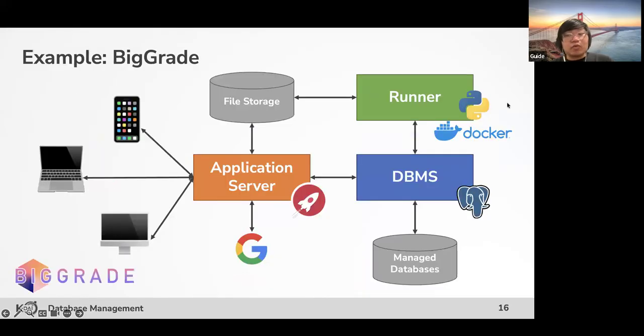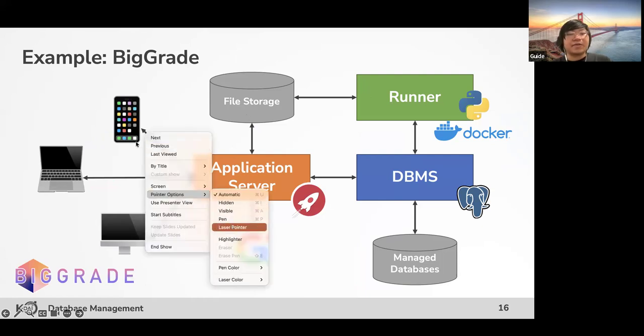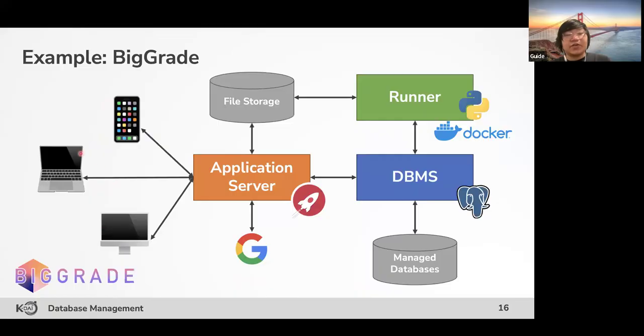So this is an example. This is BigGrade that you use. So this is all the client. Let me put out the laser pointer. So this is a client. This is you that use it, whether on a laptop, on your computer, or on a mobile phone. All of you, when you open up BigGrade, need to interact with the application server, right? Written by Rocket in Rust.